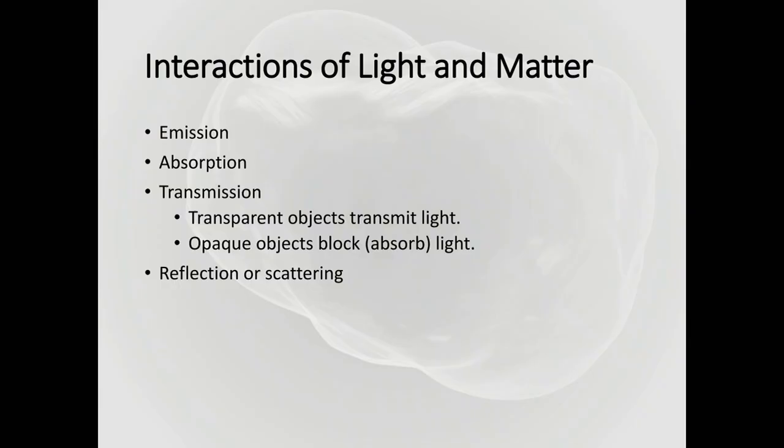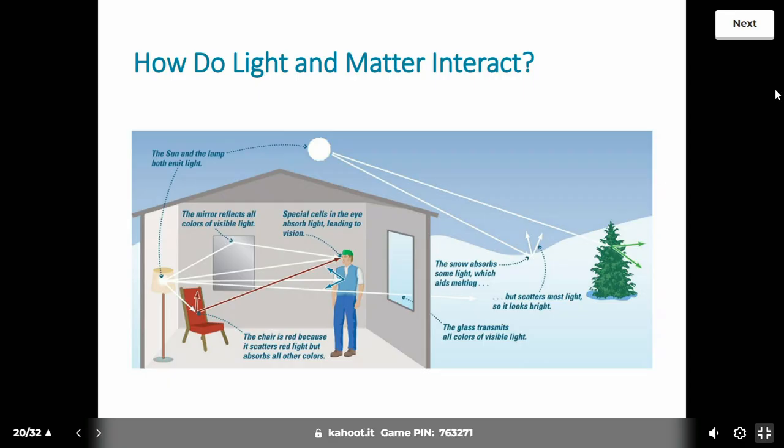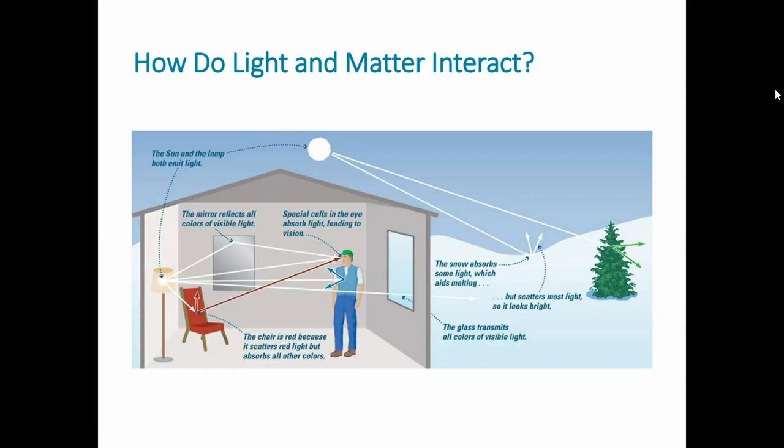Photons can pass through or be blocked by materials. And then there are special types of way that light will bounce off of objects called reflection or scattering. So this is just a diagram of all the different types of ways that light and matter can interact. So the sun is emitting light, and that's coming towards the earth. This lamp is also emitting light. The light can reflect off of a mirror and be seen by your eye.